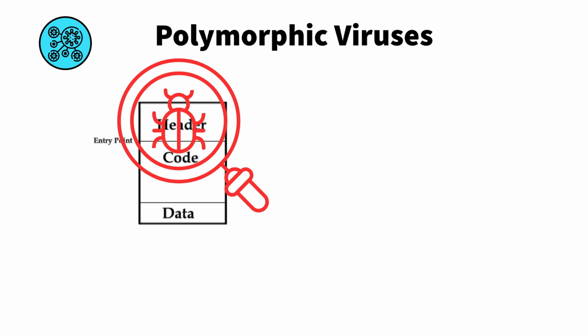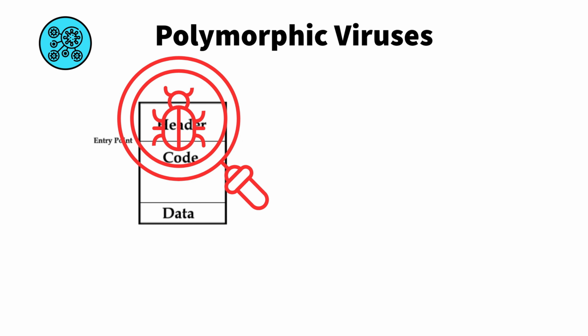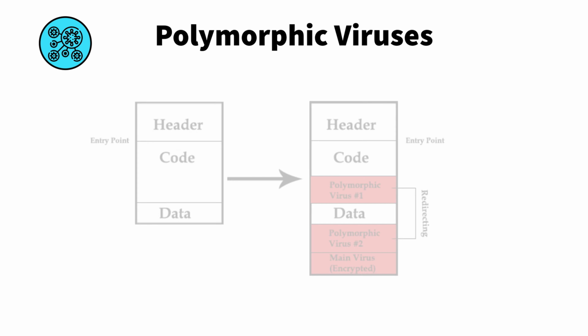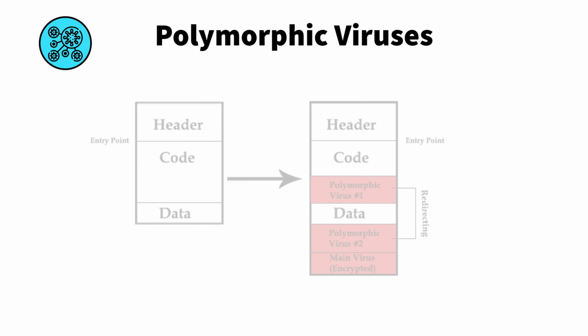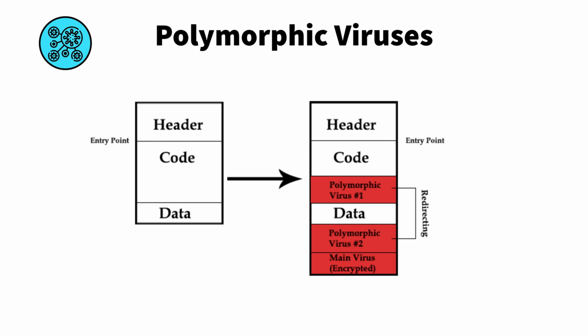Polymorphic viruses. Polymorphic viruses are capable of changing their code or appearance to avoid detection by antivirus software. They achieve this by encrypting or altering their code each time they infect a new file or system.